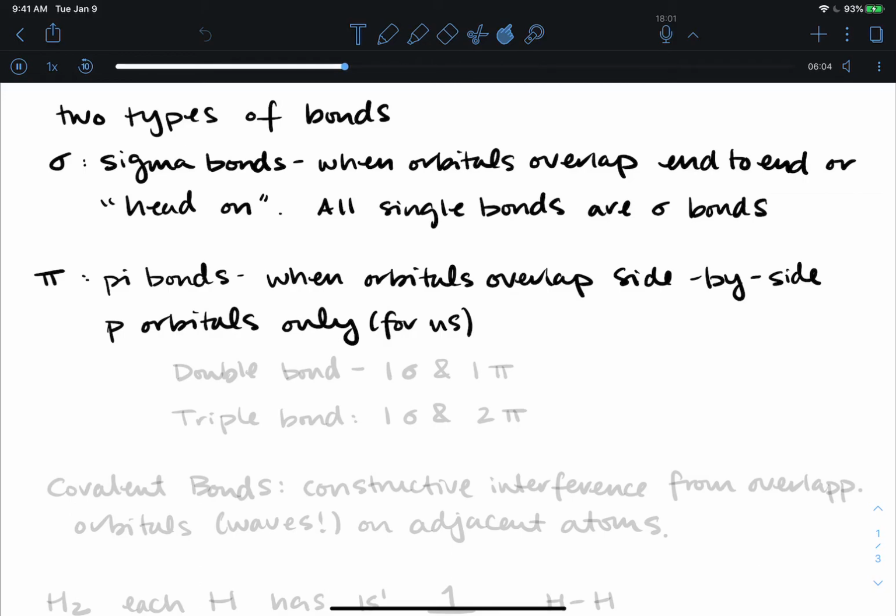So pi bonds happen whenever you have anything beyond a single bond. If you have a double bond, one of those is a sigma bond, right? The first original bond between the two atoms is a sigma bond, and the second bond is a pi bond. If you have a triple bond, one of them is a sigma still, and the other two are pi bonds. Okay, we're pretty much just dealing with covalent bonds here.